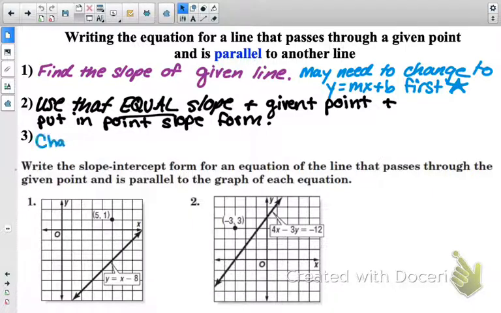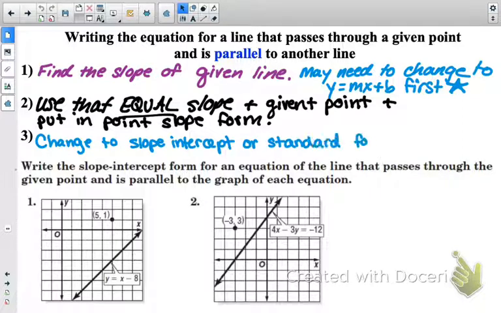given an intercept. And then our last step would be change to slope intercept form or standard form depending on what the question asks. So for the next 2 examples, it does ask for slope intercept form, so that's nice. No more standard form for a while.